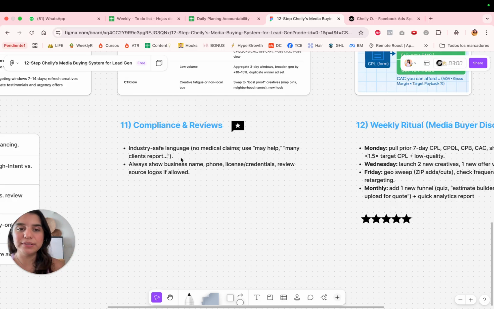The 11th step is making sure that we are compliant and we're using the reviews, right? So we want to always make sure that we're using industry-safe language. For example, no medical claims, especially in the health niche. You cannot promise any amount of money, any amount of results per se, unless it's a service-based business where you can actually promise a certain delivery time, etc. But you can use words, for example, may help, many clients report this result, etc. That way you don't get flagged by Facebook.